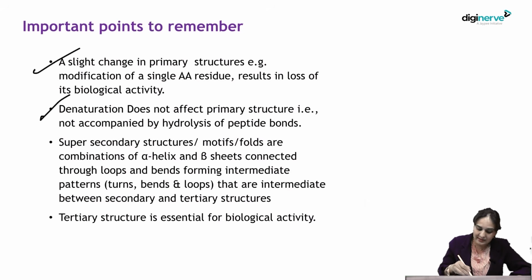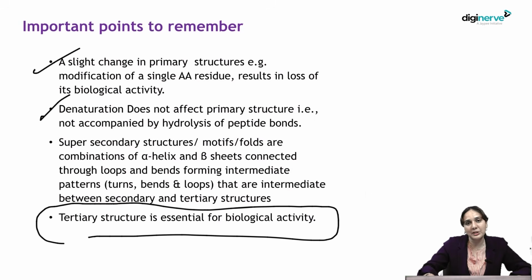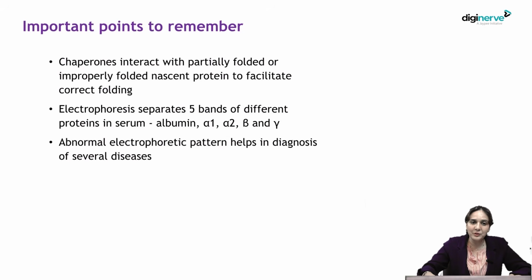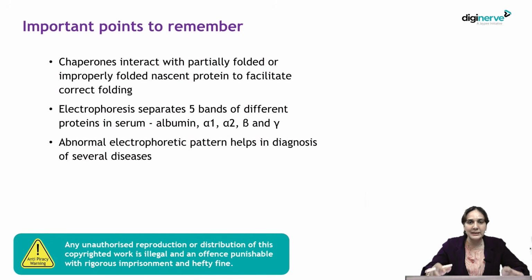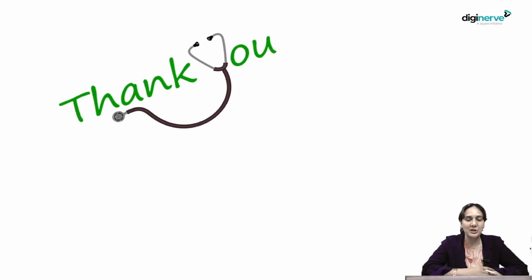They are in between secondary and tertiary structure. They combine alpha helices and beta pleated sheets with loops or bends, and they are intermediate. Then tertiary structure is essential for biological activity. Enzymes and myoglobin are in tertiary structure because it is required for their biological activity. Then chaperones interact with partially folded or improperly folded nascent proteins to fold them correctly. Then you should know about electrophoresis, which separates 5 bands of different proteins in serum: albumin, alpha 1, alpha 2, beta and gamma. If there is some abnormality in this pattern away from normal, it helps us reach the diagnosis, like in multiple myeloma, where we get an M band. So that is all about the structure organization of proteins.